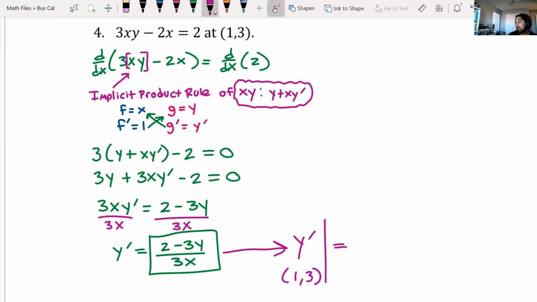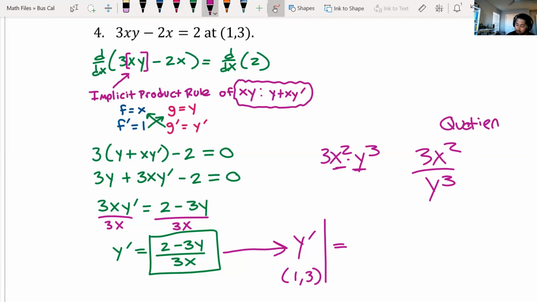Well, it's kind of in the name, right? Product means that your functions are multiplying each other. So if it was like 3x squared times y to the third, since these two are multiplying each other, that'd be product rule. Let's say if it was 3x squared over y cubed, then what rule would that be? The quotient. That would be quotient, right? Quotient means fraction.